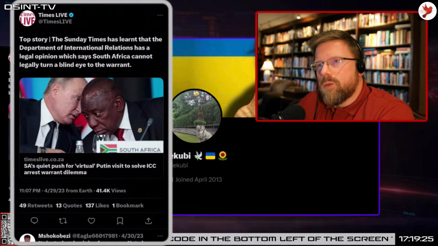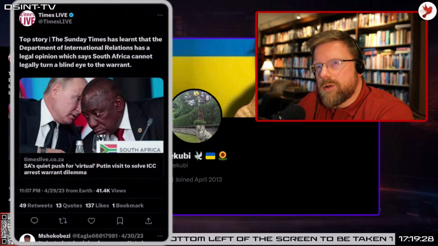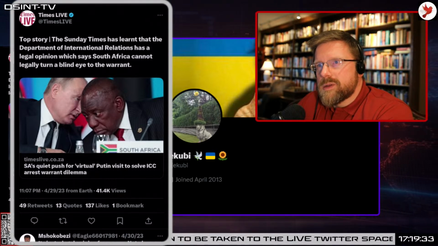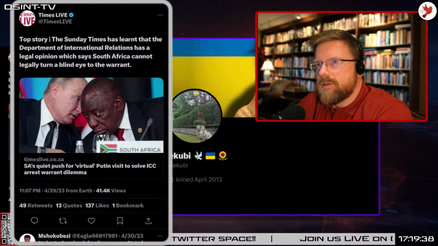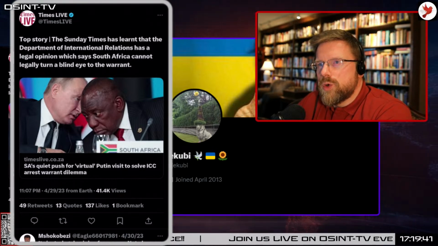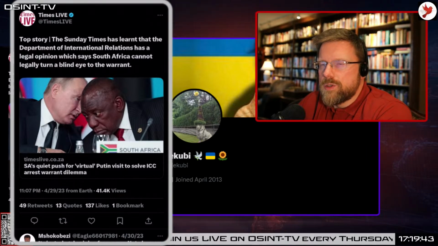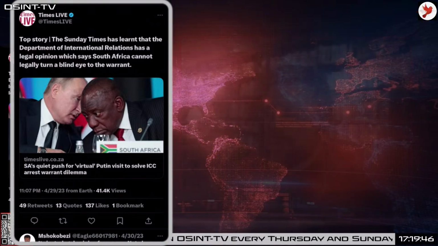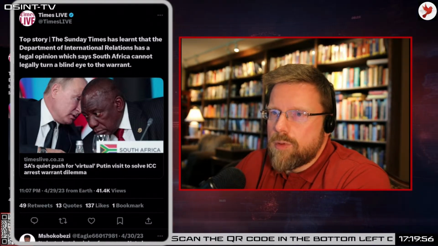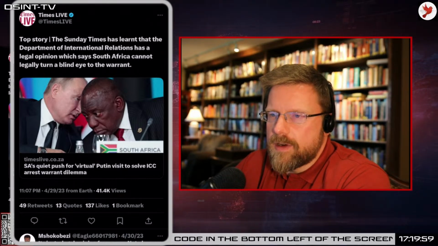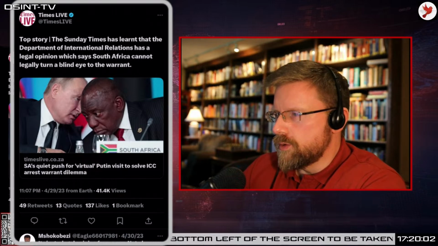South Africa had been waffling back and forth on it. But this report from the Times in South Africa reported that the Department of International Relations in South Africa has received a legal opinion saying that they couldn't ignore the warrant, and that if Putin were to attend, they would have to arrest him. And Putin's next major international visit outside of the immediate region was due to be to the BRICS summit in Africa, in South Africa, which I think was scheduled to be held in June.